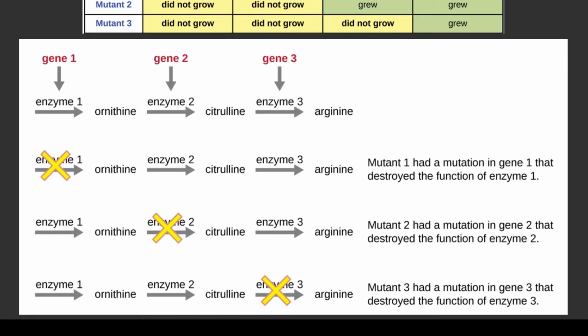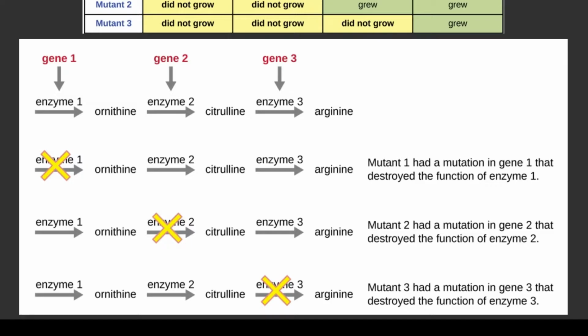And mutant 1 had a mutation in the first gene, so it could not make ornithine and could only grow if you fed it ornithine. It didn't need the citrulline or arginine that were being fed to it in the other two tubes. So what it needed was ornithine, and then it had gene 2 and gene 3, and it could make arginine from it.